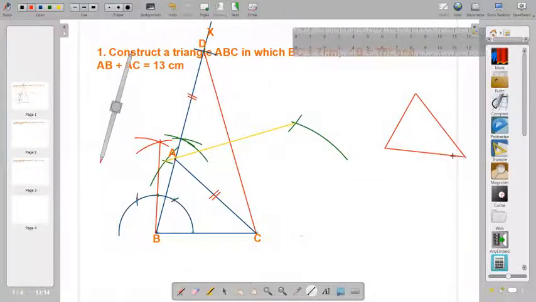Now, if you draw the perpendicular bisector of, for example, this side, and these two sides are equal, okay, it is passing through this vertex. The perpendicular bisector of this side is passing through this vertex. Automatically, what can you say, that this side and this side, they will be equal or not?